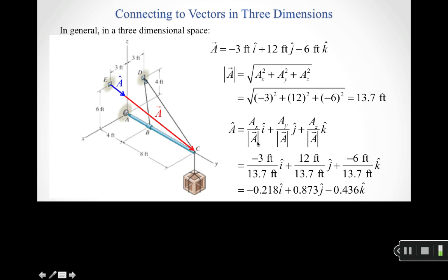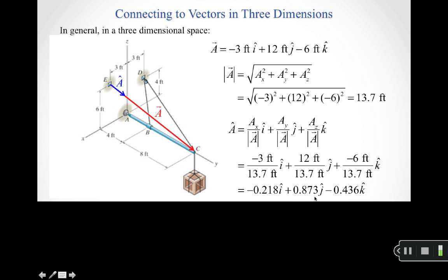Well, I'm just going to take my x component of vector A and divide it by the magnitude to get the x component of my unit vector. In this case, negative 3 feet divided by 13.7 feet is negative 0.218. To get the y component of my unit vector, I take the y component of vector A, again divided by the magnitude, and that gives me 0.873. To get the z component, I take negative 6 divided by 13.7, and I get negative 0.436.